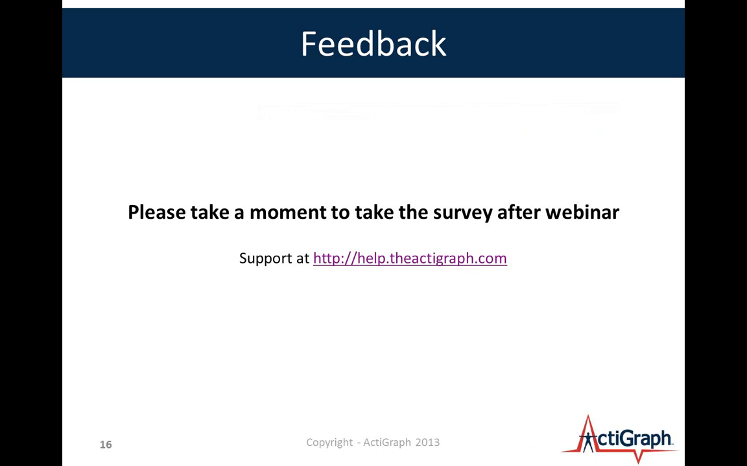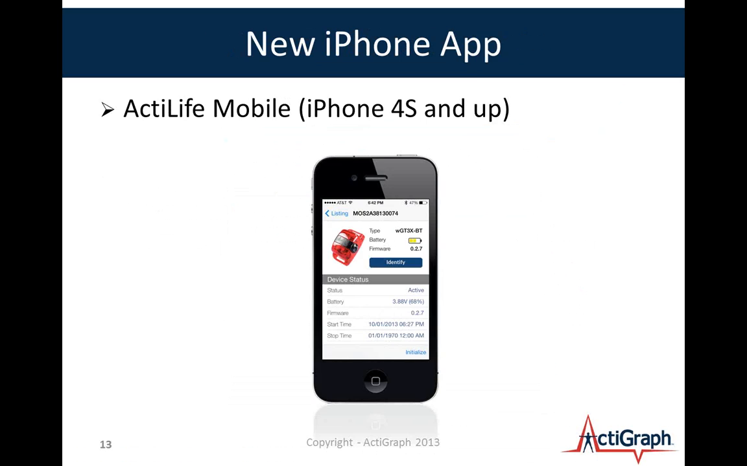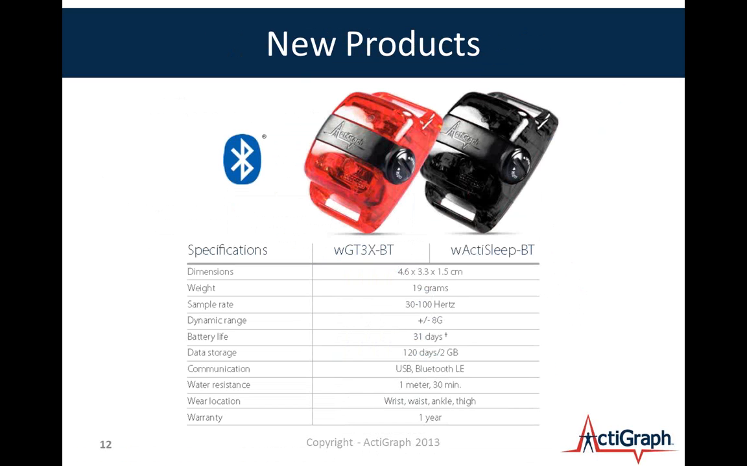Yes, proximity sensing will require the new WGT3X-BT. I know this looks like the same device. It is the same housing, but it is a different device, different serial number. The serial number will start with MOS, and so that device will be required to do the proximity sensing. And you said when that was going to be available? Yeah, that'll be the 1st of November.